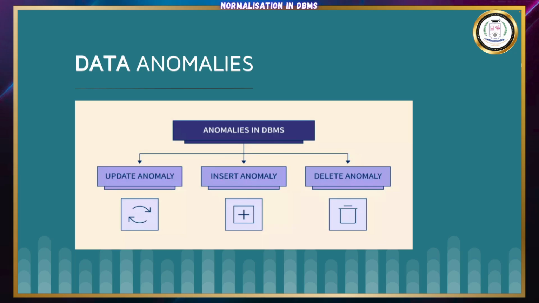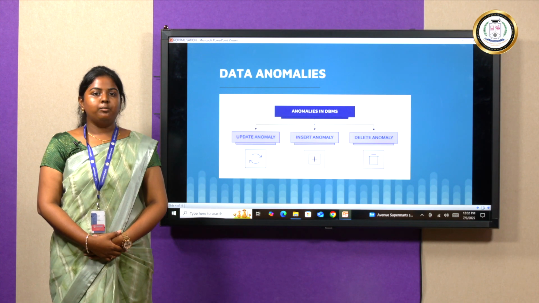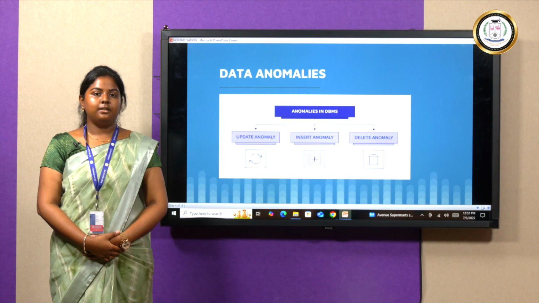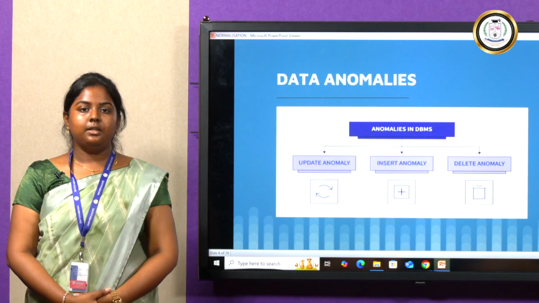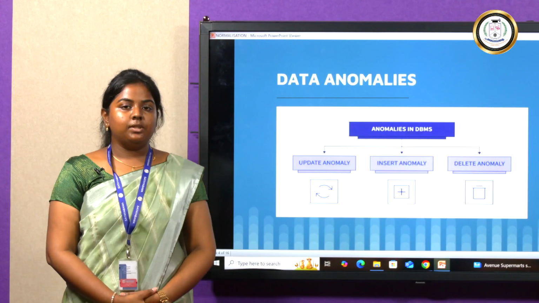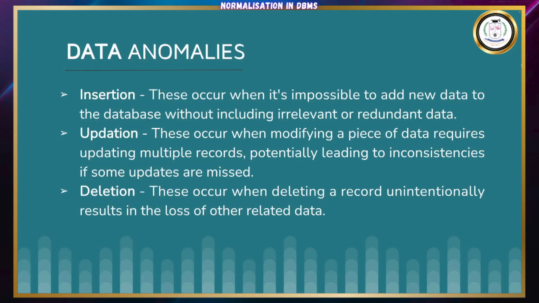So these are data anomalies. Normalization came into existence because of these data anomalies. Data anomalies are sudden tasks or sudden performance which cause errors and inconsistencies in our table. We have three types of data anomalies here: insertion data anomaly, deletion data anomaly, and updation data anomaly. We are going to talk about the data anomalies here.